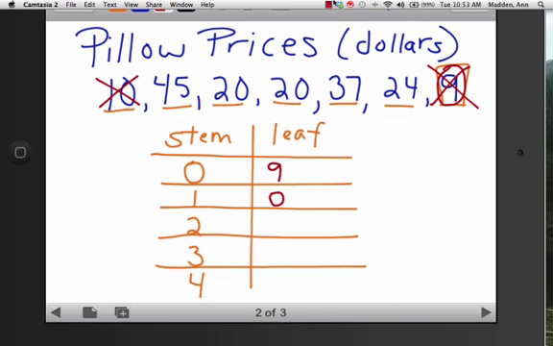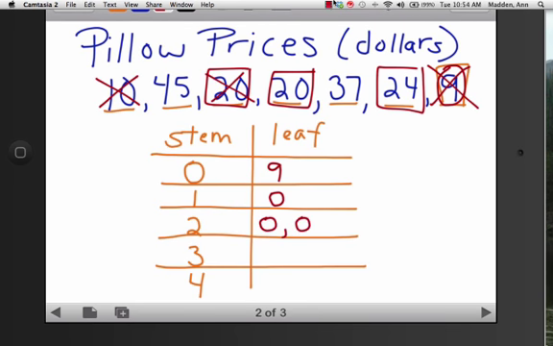In the 20s, I have 20, 20, and 24. 20 comes first, a second 20, and 24. Do you see where I got the 0? The 0 and the 4? 0, 0, and 4. In the 30s, all I see is 37. I have the 3 down here, so I need to add a 7. And in the 40s, I see 45. Here would be my completed stem and leaf chart.